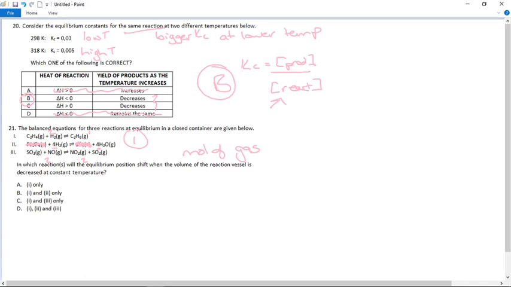So the answer to 21 is A, 1 only, because there's 2 moles of gas on the left to 1 mole of gas on the right.